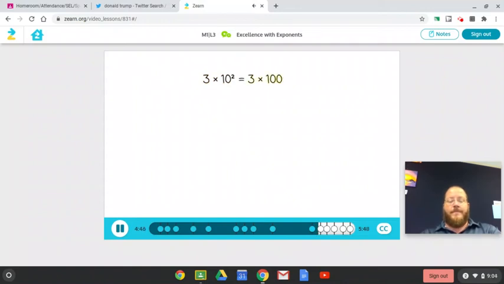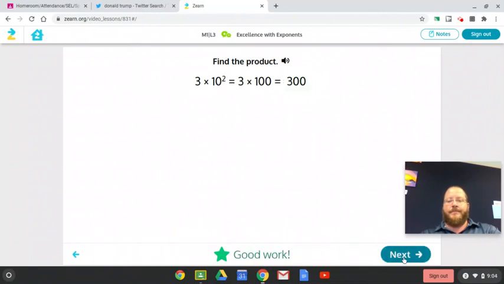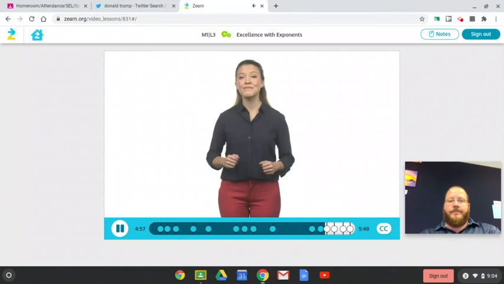Nice work. What is 3 times 100? Well, then that's just a 3 with 1, 2 zeros. Again, just add the zeros. Simple. 3 times 100 equals 300. Yes. Try this next one on your own.